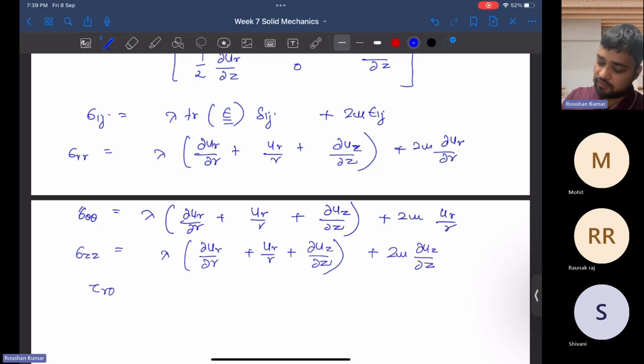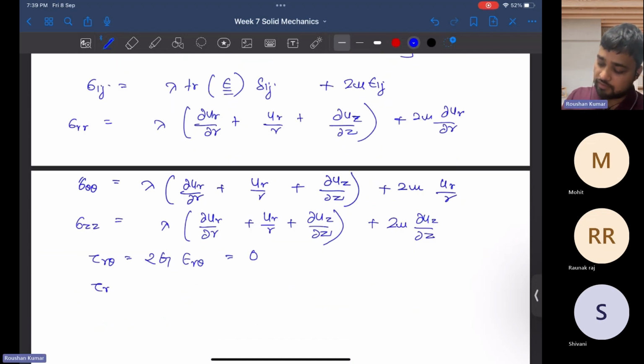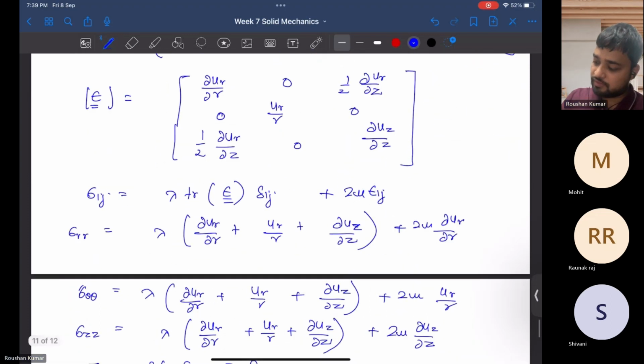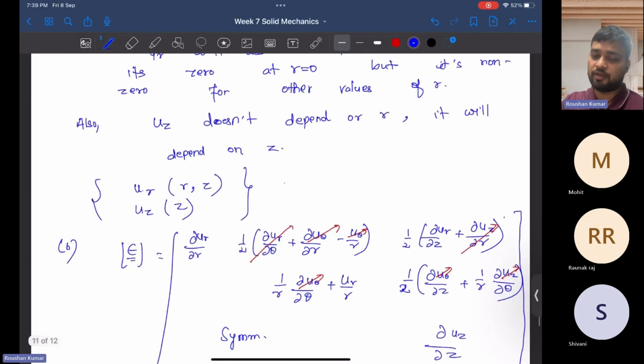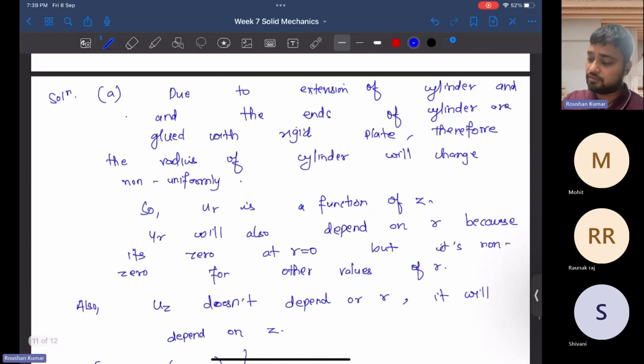Tau r theta is 2 times g epsilon r theta, which is also 0. Then tau rz is 2g epsilon rz, that is g times del u r upon del z. Yes, it's given. And tau theta z is also 0. So this is the strain and the stress matrix for the given problem. So this is the second part of the question.